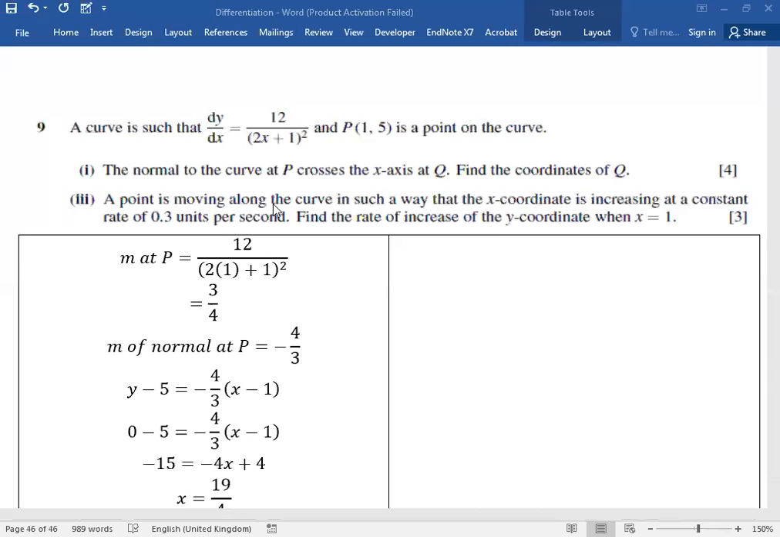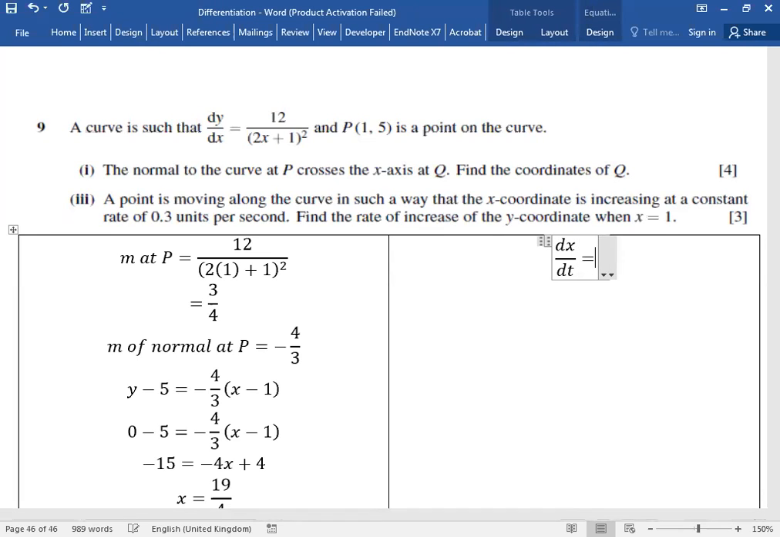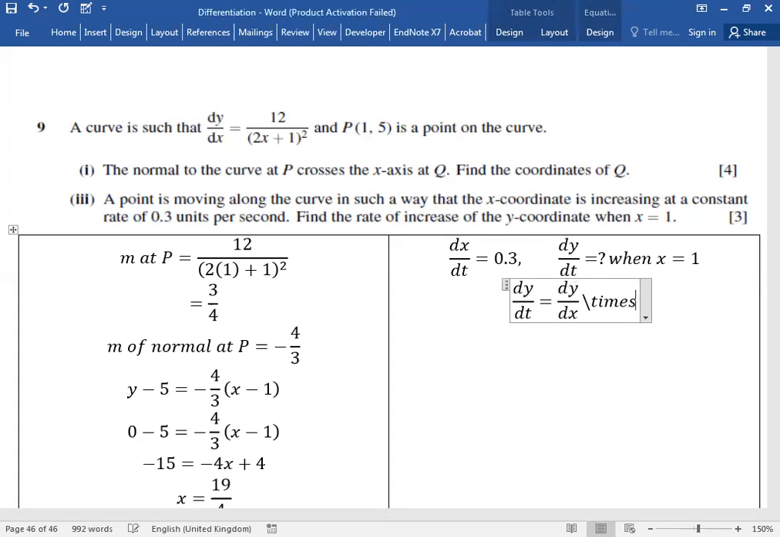A point is moving along the curve in such a way that the x coordinate is increasing at a constant rate of this. So what is this? First sentence, so what do you extract out? What is the question? dx upon dt is 0.3. And the question is asking dy upon dt when x is 1. How do I find dy upon dt from the two derivatives? I'll say dy upon dx into dx over dt.